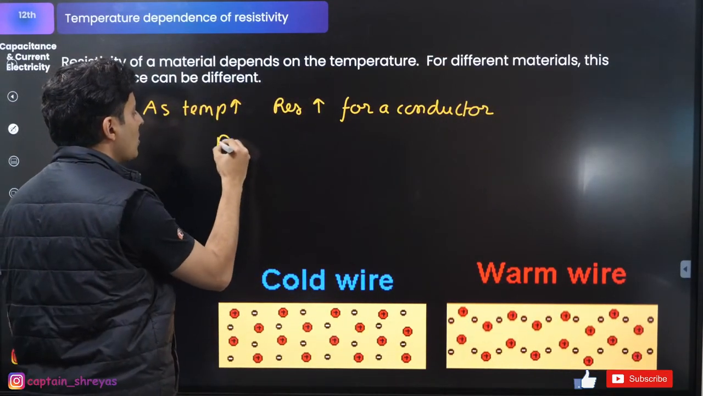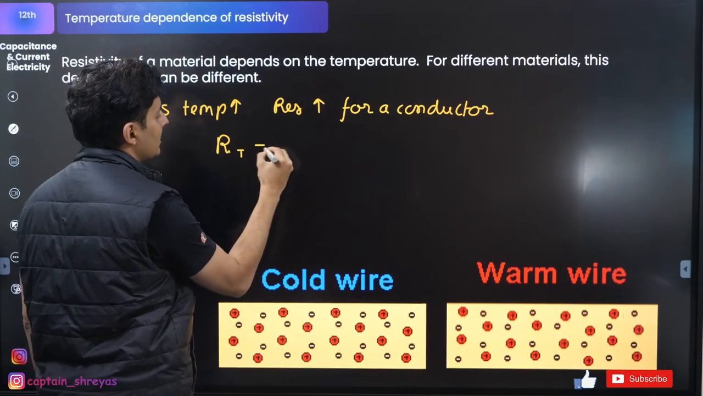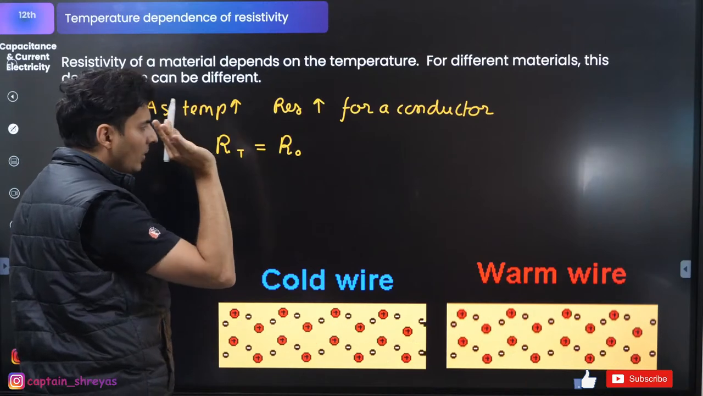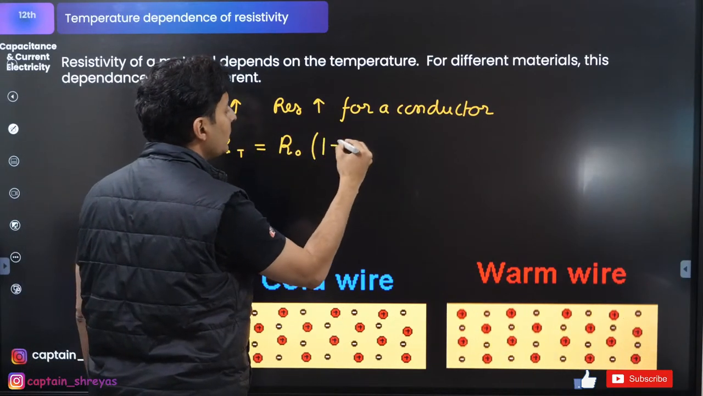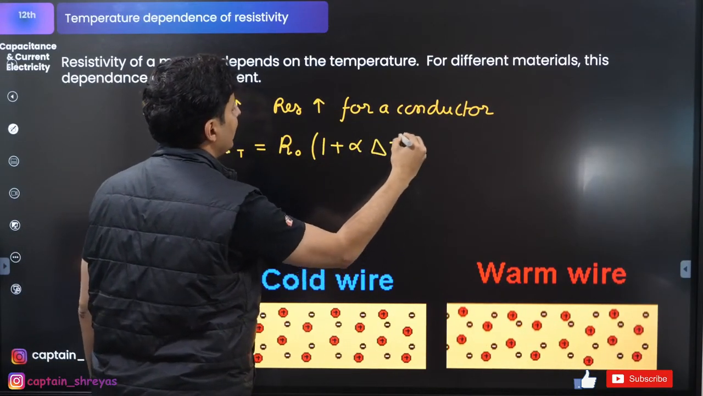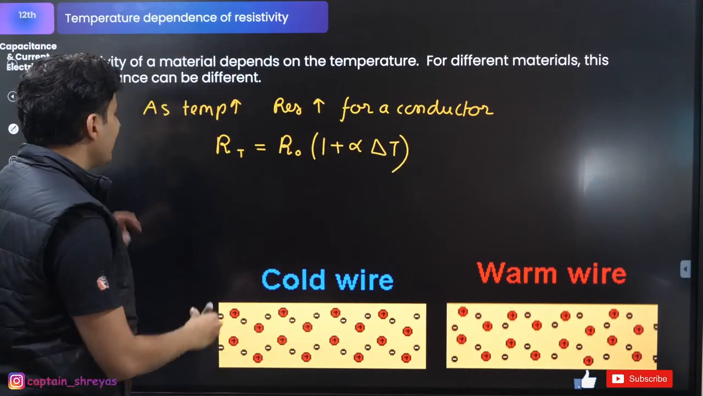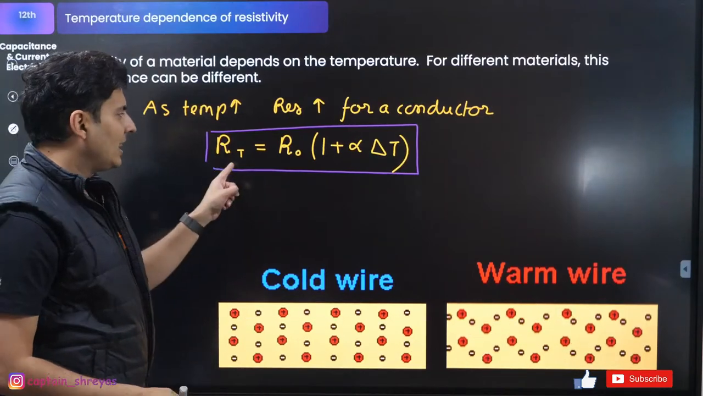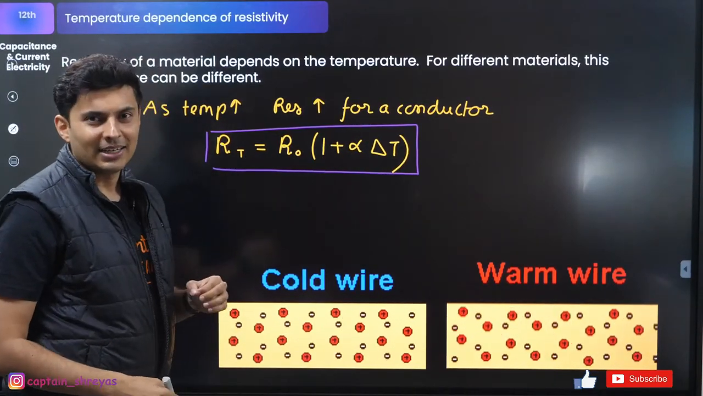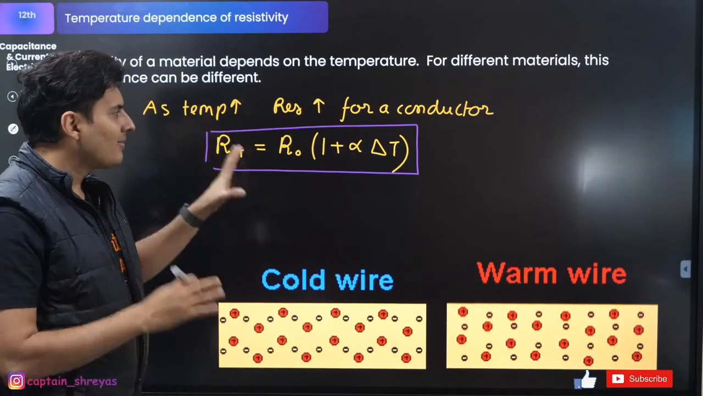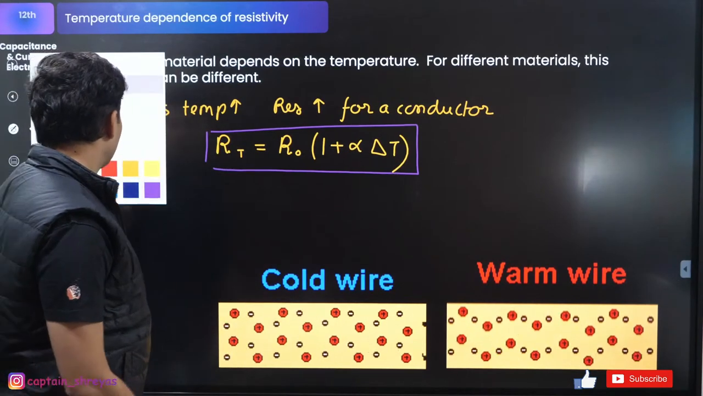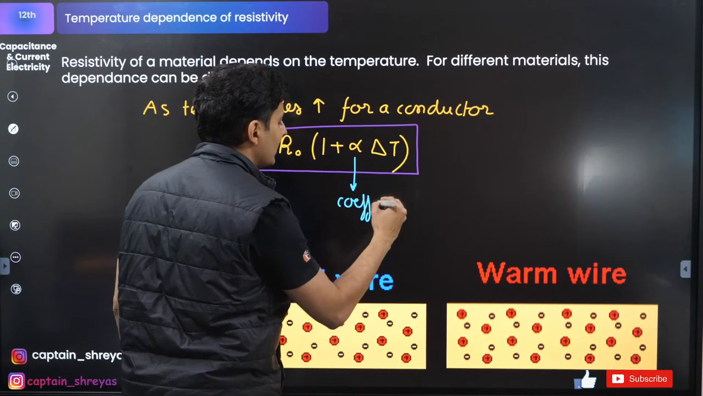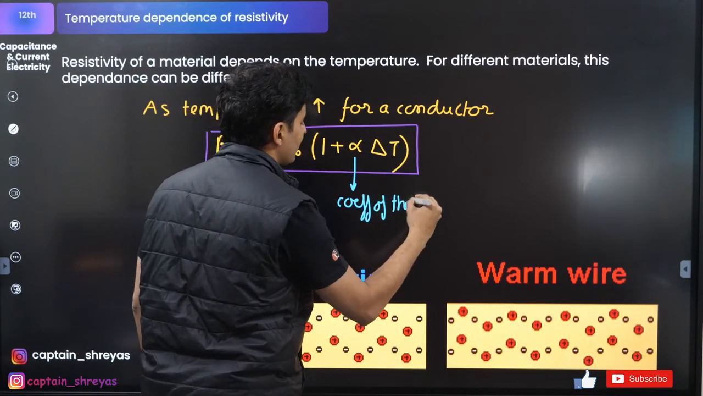And the value of the resistance at any temperature T is given by the value of resistance at a reference or 0 degrees Celsius, R naught, into 1 plus alpha delta T. This formula looks very similar to linear expansion in thermodynamics. L is L naught into 1 plus alpha delta T. So this is a very, very important formula. Remember this. And the value of alpha is basically called the coefficient of thermal resistance.